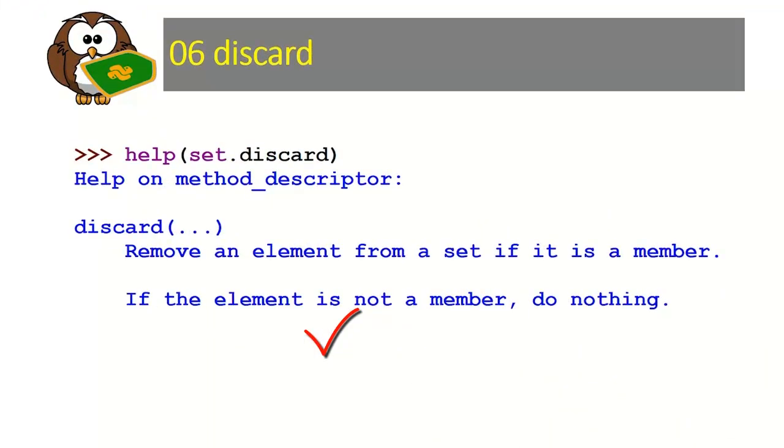Discarding is easy to understand because it's simply going to remove an element from the set if it's already a member. Otherwise, it does absolutely nothing. In other words, a very safe operation. It's not going to throw an exception.